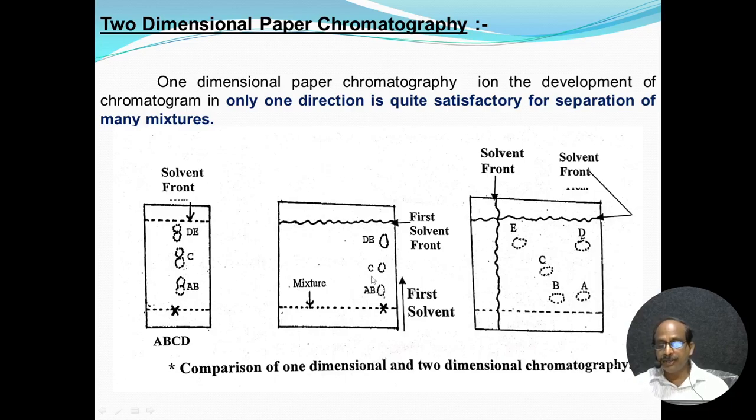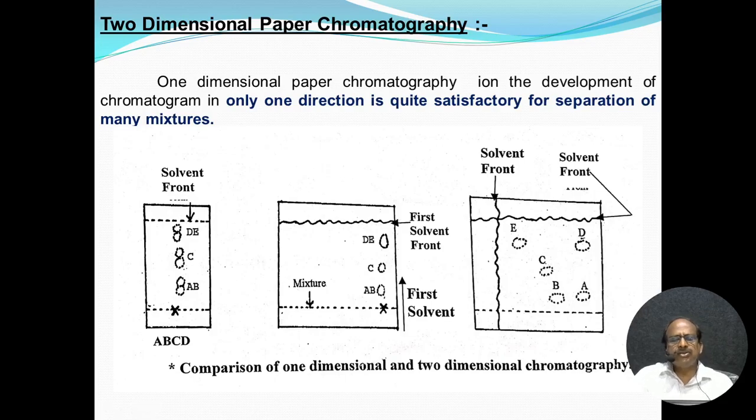All the components present, A, B, C, D, are separated. You see in this picture, A is separated, B is separated, C is separated, D is separated, E is separated by using two dimensions. This is the comparison of one-dimensional and two-dimensional paper chromatography, the main difference between them. In one-dimensional, we can only take some simple components.